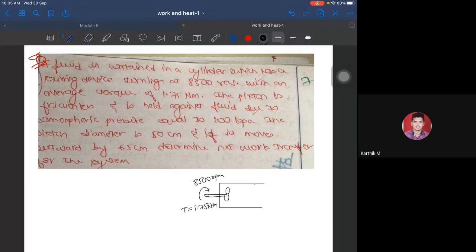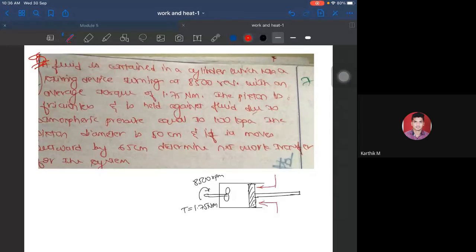Like this. So it's a piston and cylinder arrangement like this. Now, the torque is given. The piston is frictionless, because there is no friction between the surface of the cylinder and the piston. It is held against the fluid due to atmospheric pressure. So this particular piston here is held against the atmospheric pressure like this.